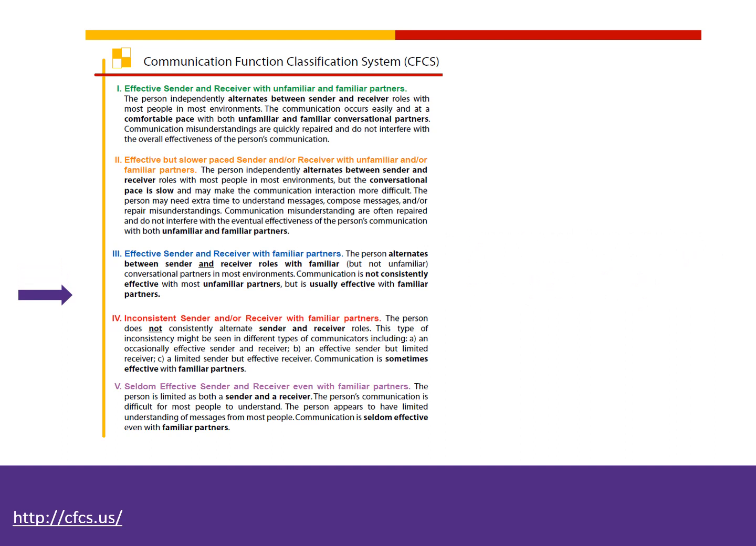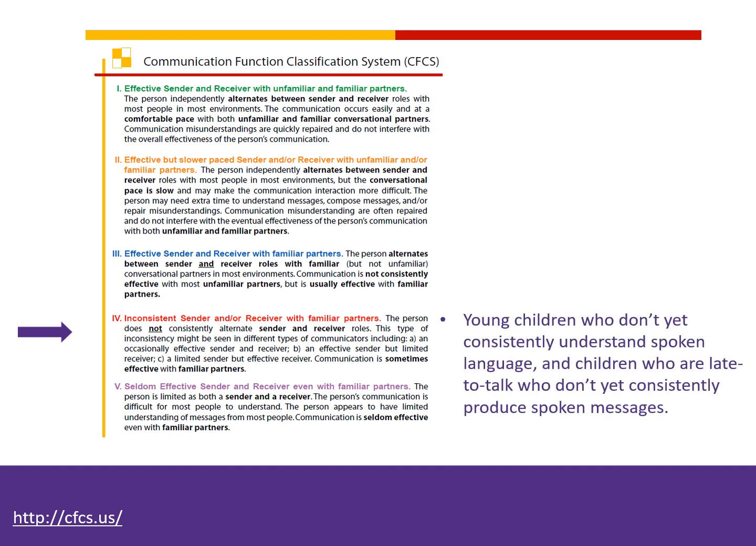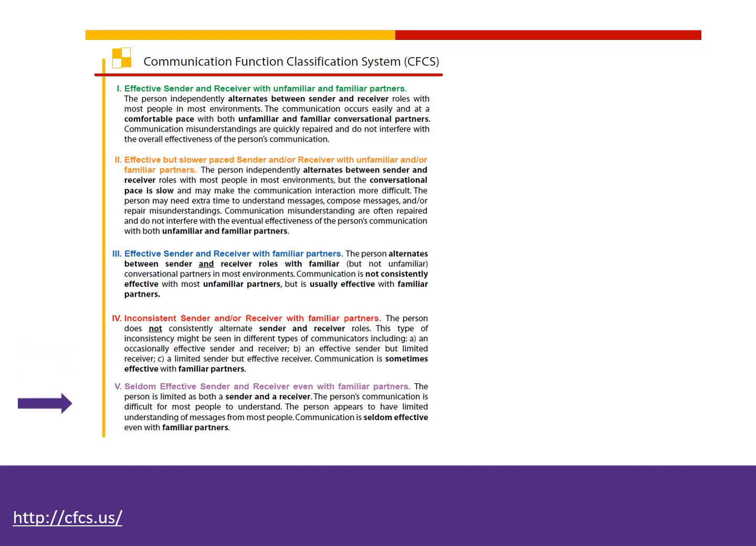Children in level 4 are inconsistent senders and/or receivers with familiar communication partners. These children are sometimes effective communicators with people who know them well. Examples include young children who don't yet consistently understand spoken language, and those who are late to talk who don't yet consistently produce spoken messages. Children in level 5 are seldom effective senders and receivers, even with familiar partners. These children have limited understanding of spoken messages, and communication is seldom effective, even with familiar partners like family members and teachers who know them well.